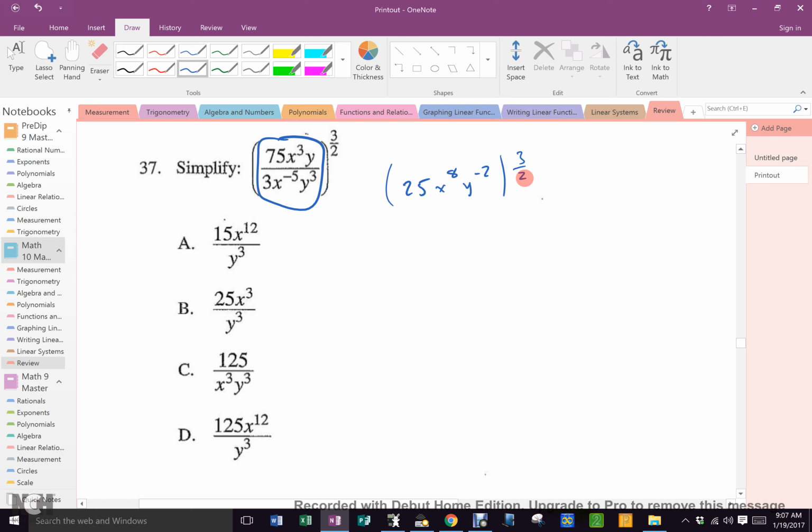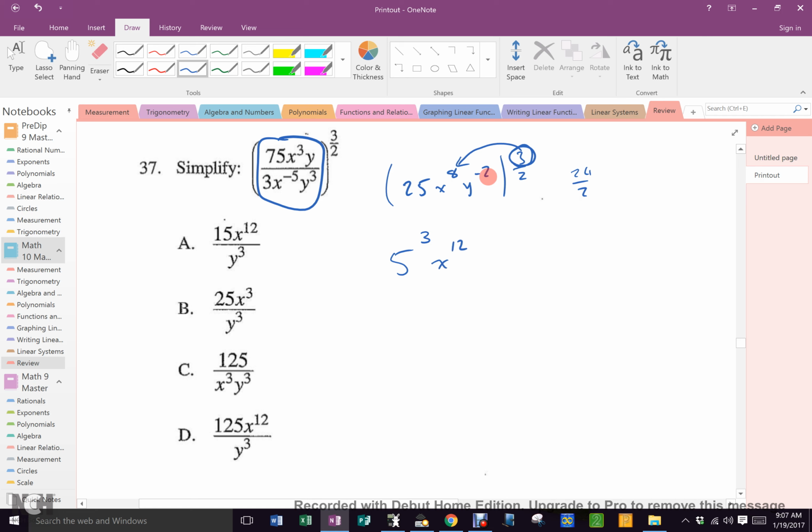That's square root, right? What's the square root of 25? 5 to what power? 3, right? What do I do with 8 and 3 halves? What do I do over brackets? It doesn't matter that it's a fraction. What do I do? Multiply. What's 8 times 3 halves? 24 halves over 2, which is 12.